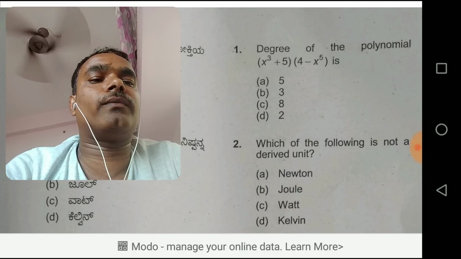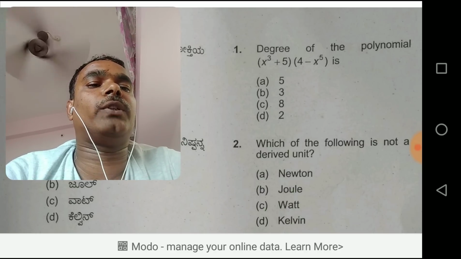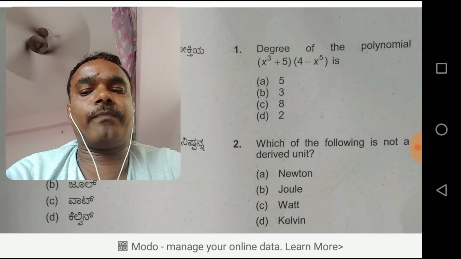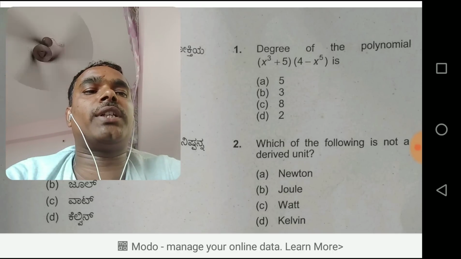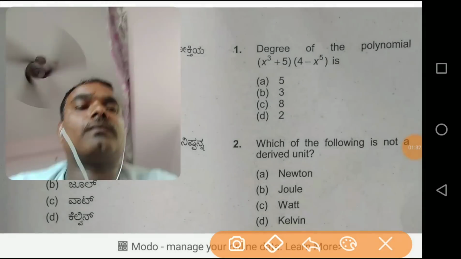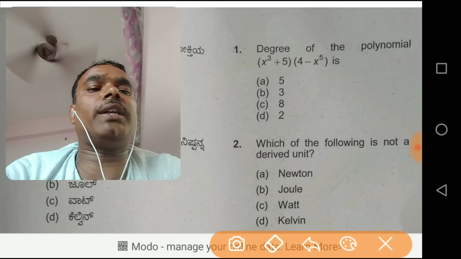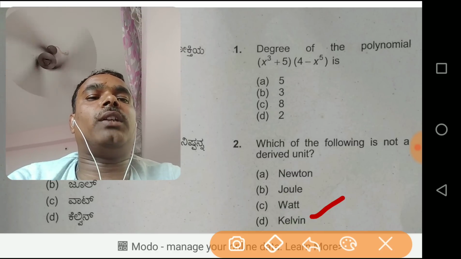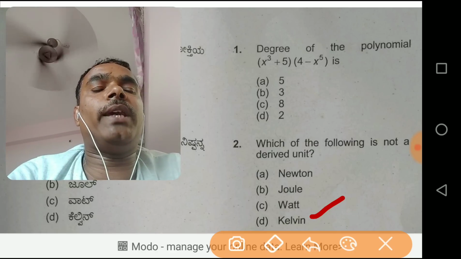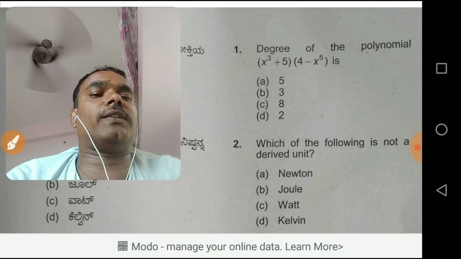Therefore Kelvin is not a derived unit, whereas Newton is a derived unit, Joule is a derived unit, and watt is also a derived unit. Therefore the right answer is Kelvin. Kelvin is not a derived unit, but it is an SI basic unit. Therefore D is the right answer.